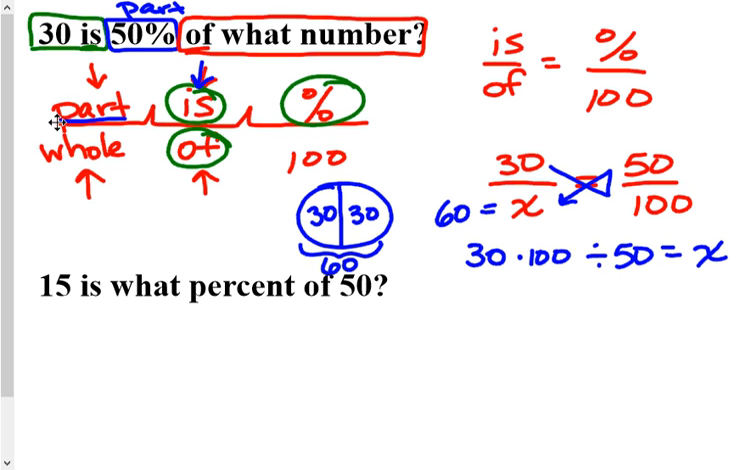And I can go back and write that out. 30 is 50% of 60, and then go back and work it out. Find 50% of 60 and see if it actually does equal 30. And if I were to do that, it does. All right, let's look at another example.